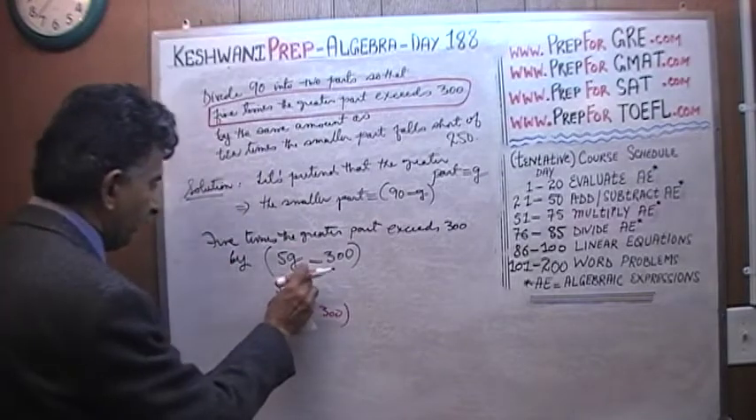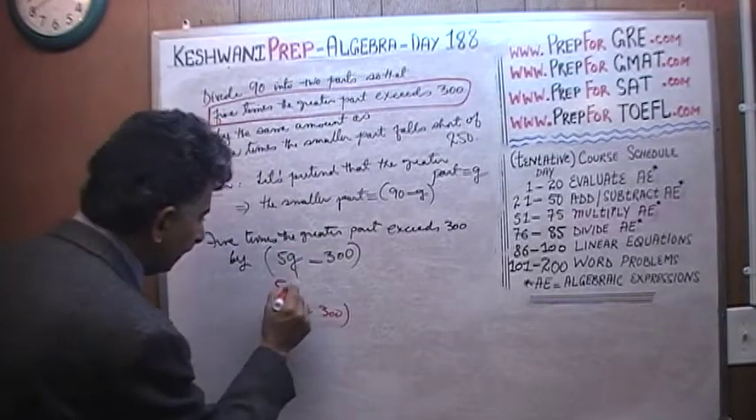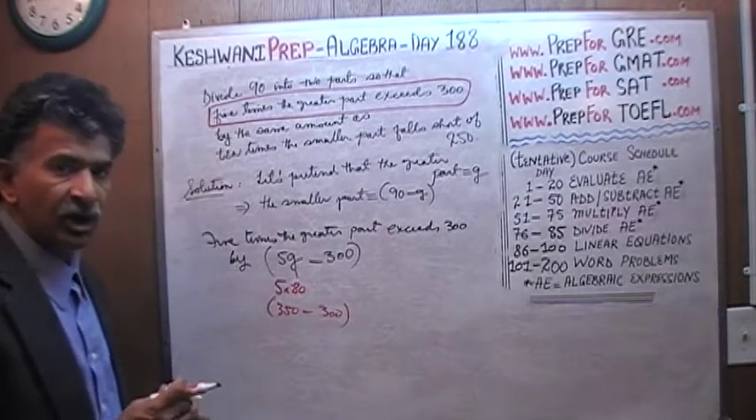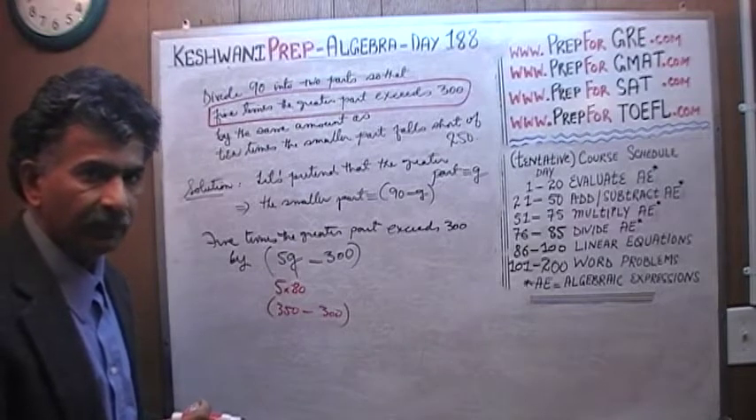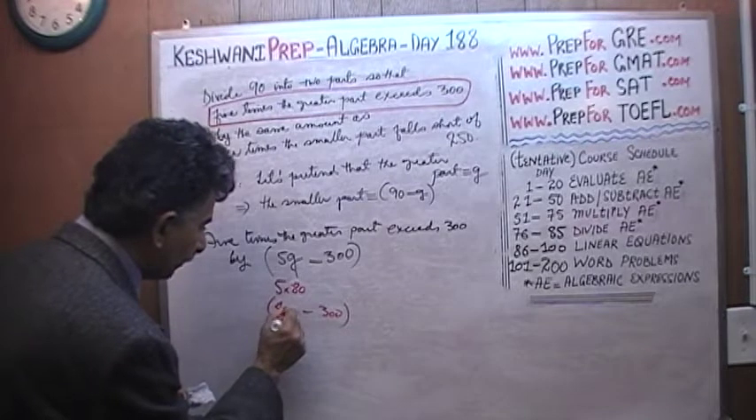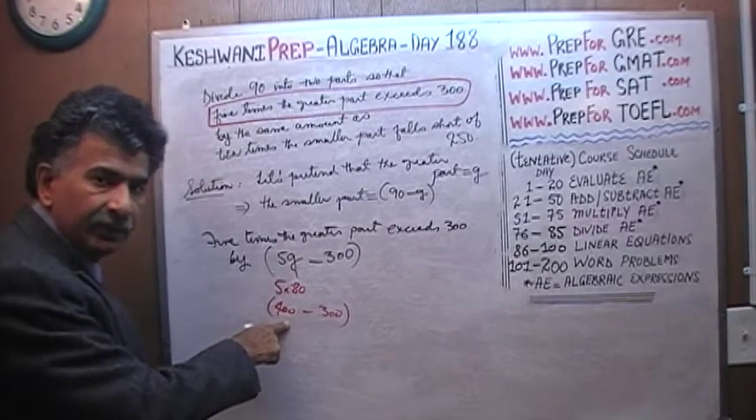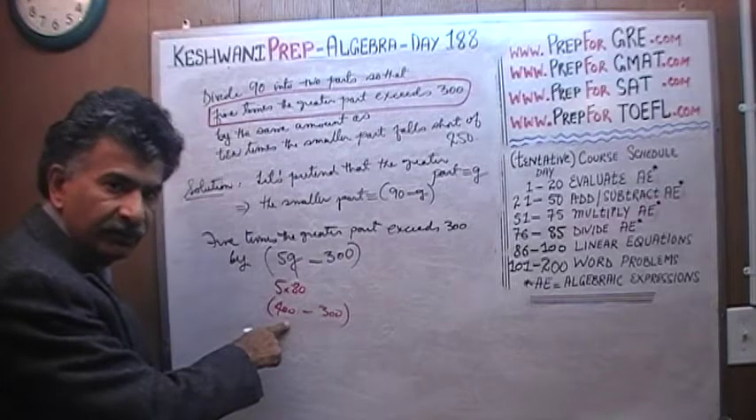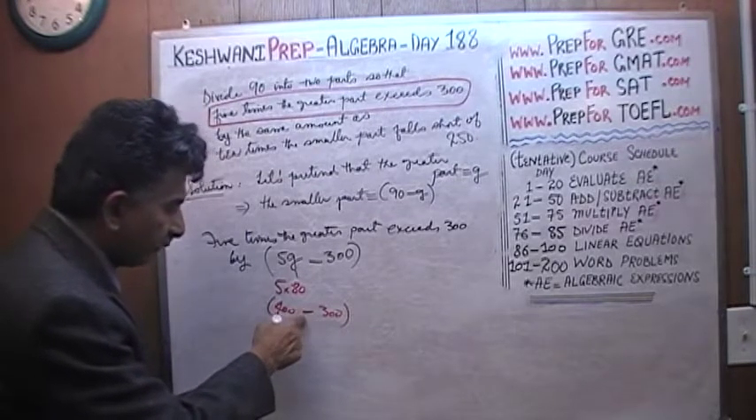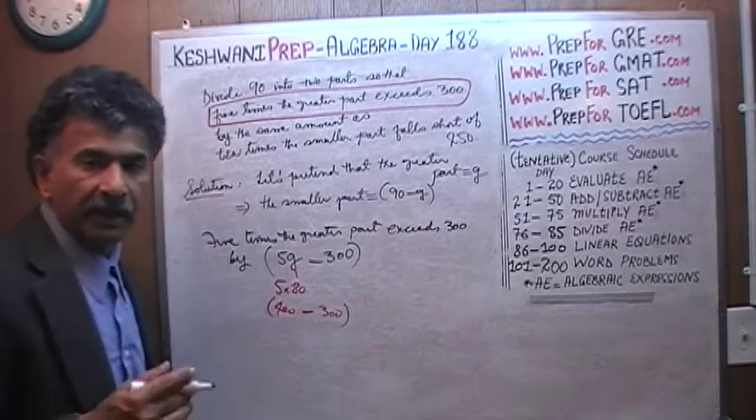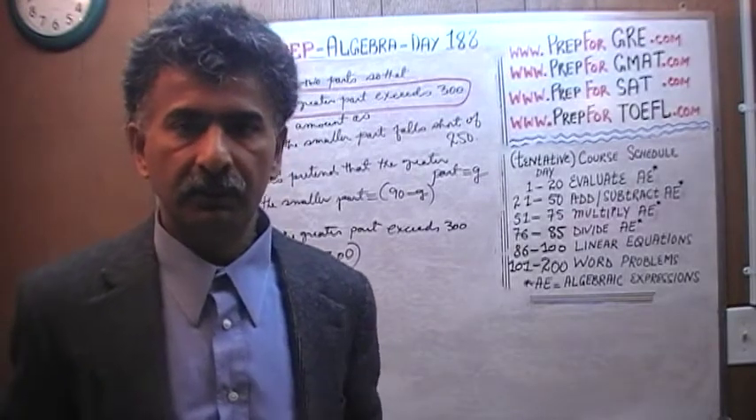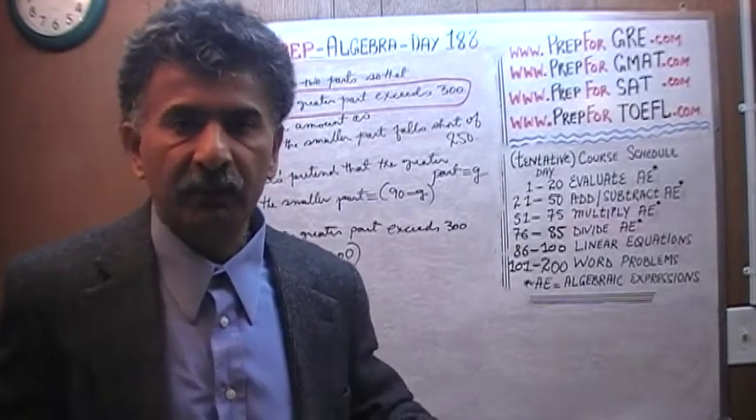Let me give you another example. Let's say the greater part happens to be 80. Then how much does 5 times the greater part exceed 300? Well, 5 times 80 is 400, so now the question is, by how much does 400 exceed 300? To answer that, we take the 400 and subtract 300 from it. The answer is that 400 exceeds 300 by 100.